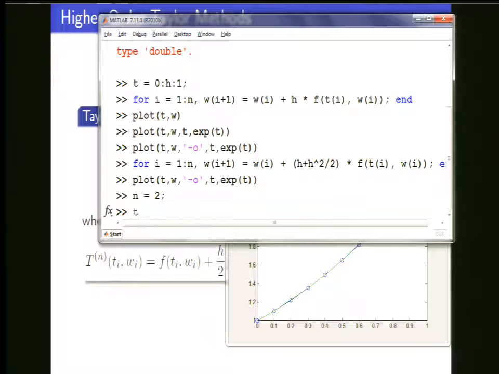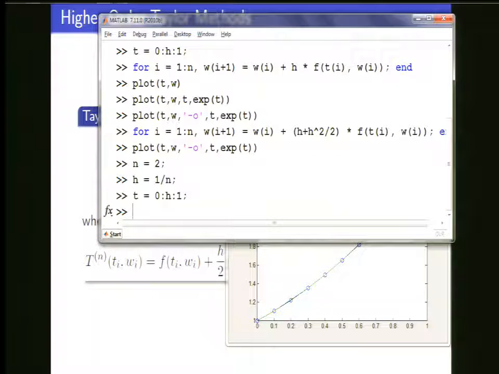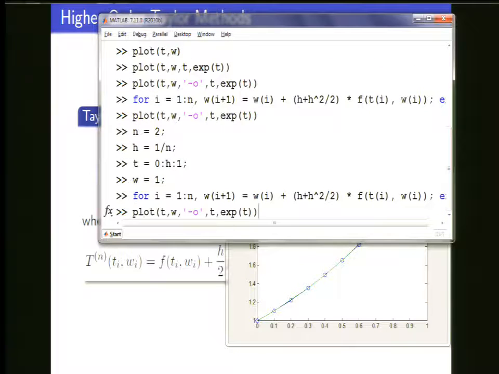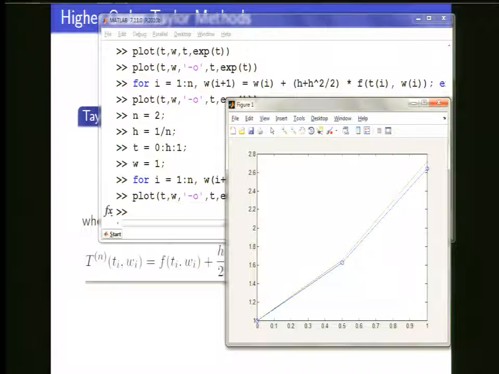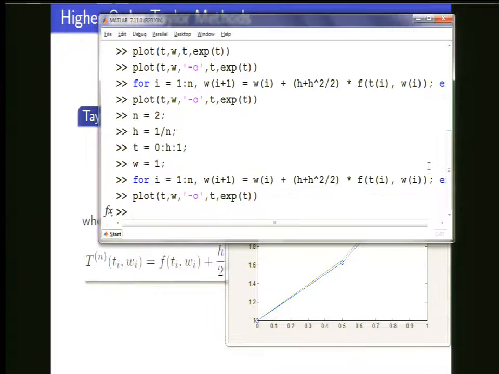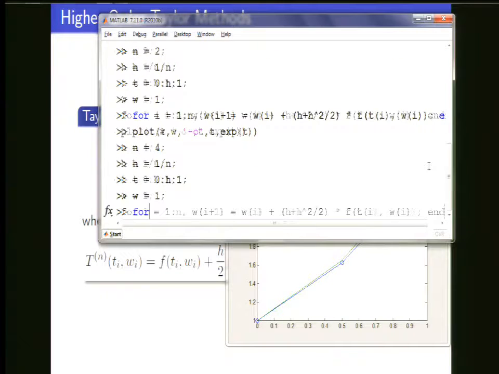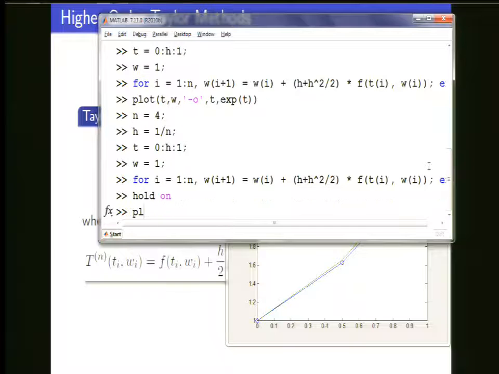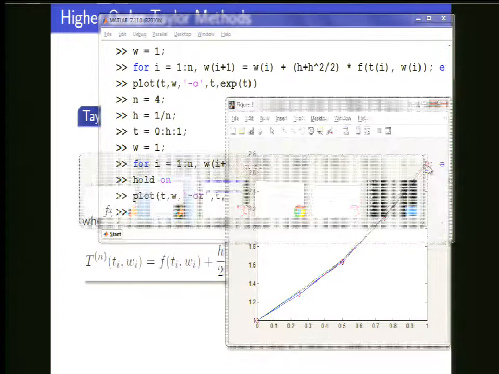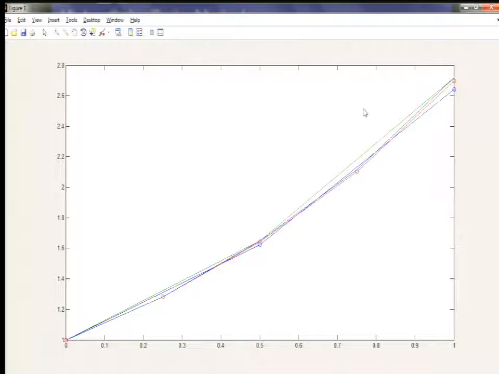So n2 now. And this is why I said you should create scripts, right? So you don't have to do this all the time. Here you have just 2 steps, and it's actually kind of accurate with 2 steps. But what do you expect happens with that gap up there if I now divide h by 2? So now I'm going to do n4, rerun everything. And let's do a hold on so we see both. Make it red. What do you expect happens to that error up at the top when I divide h by 2 for this method?